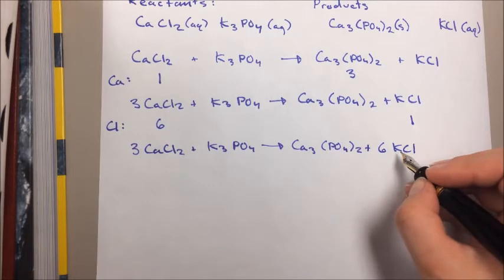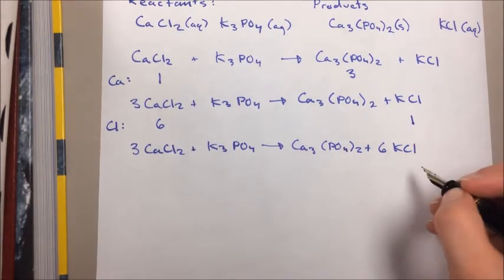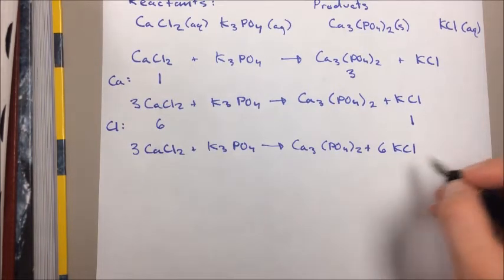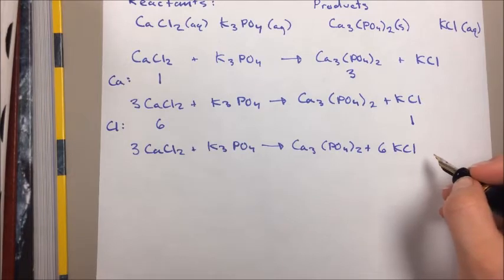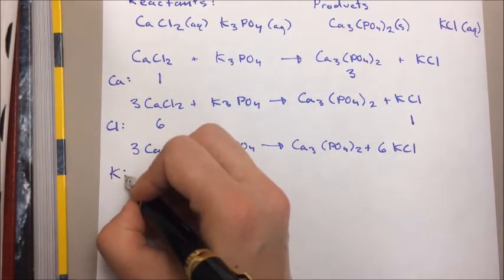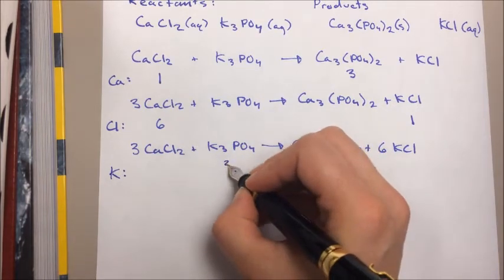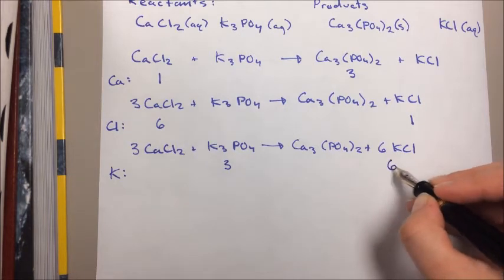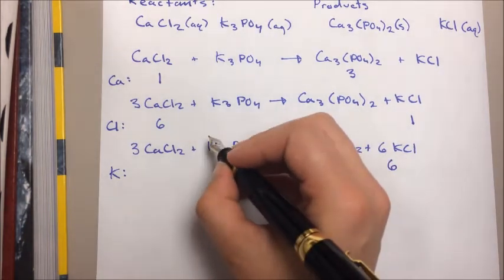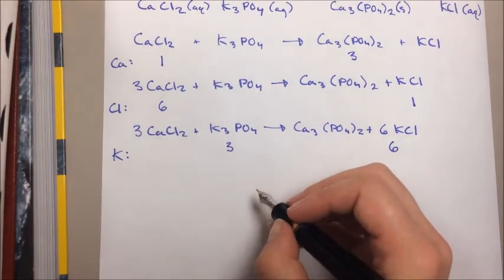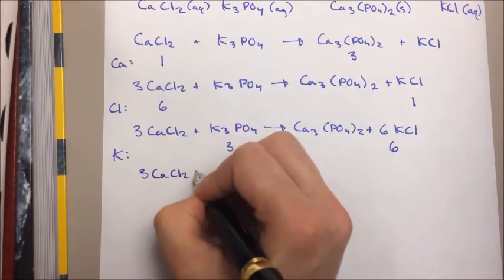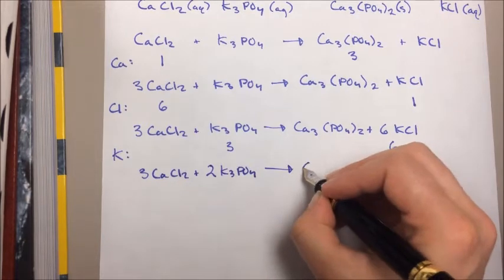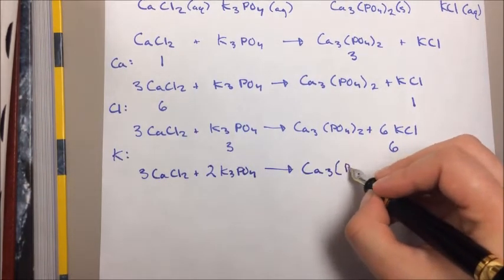Now we can go to, say, the potassium. And you see I'm kind of just leapfrogging all over the place. It can be easier to work out chemical equation balancing if you use that kind of strategy. Anyways, potassium. On the reactant side, I have 3, K3. On the product side, I have 6 KCl, so I have 6. This tells me I need to put a coefficient of 2 in front of the potassium phosphate to balance that out. So 3 CaCl2 plus 2 K3PO4 becomes calcium phosphate.